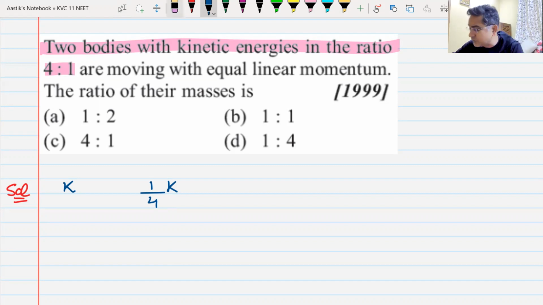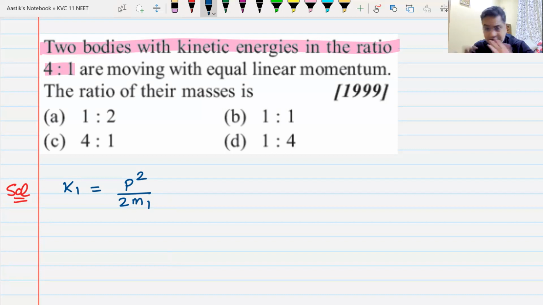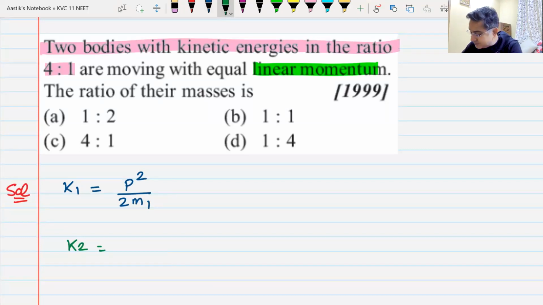If you don't understand the ratio here, you can just write K1 as P square divided by 2m1. You might make a mistake in taking the ratios, so be safe. You can write it like this: K1 is P square by 2 times m1, because they have equal linear momentum. Now I can write the second kinetic energy. Momentum is the same, remember. So K2 becomes P square divided by 2 times m2.